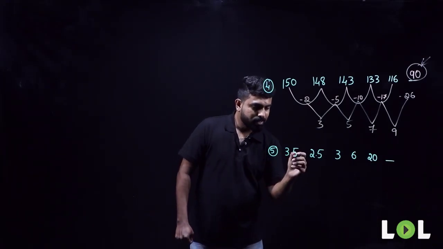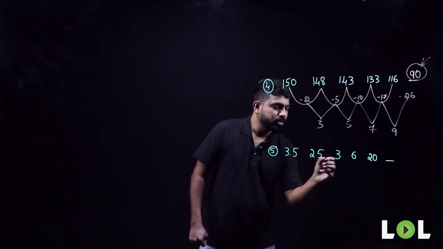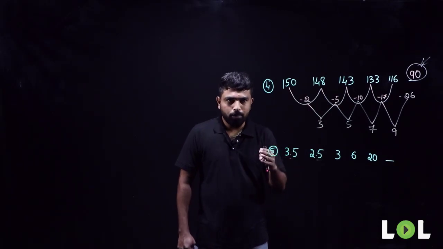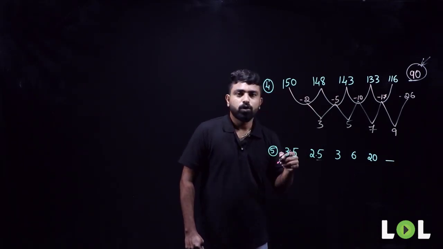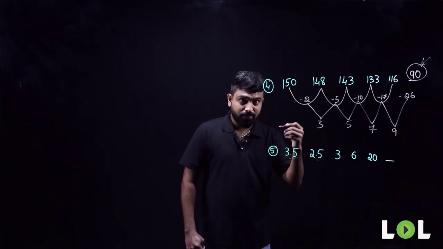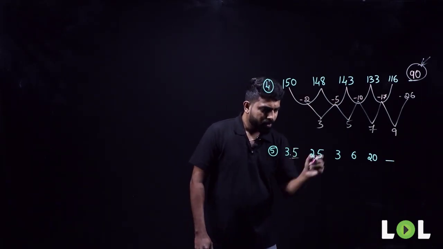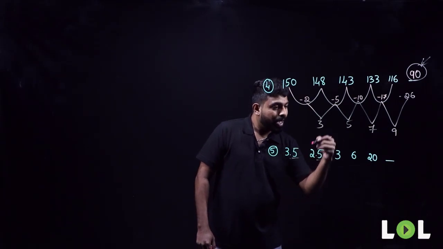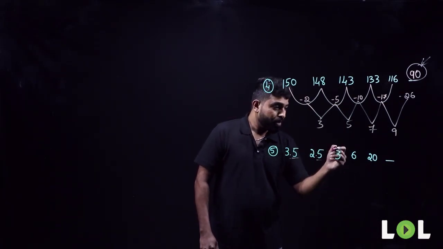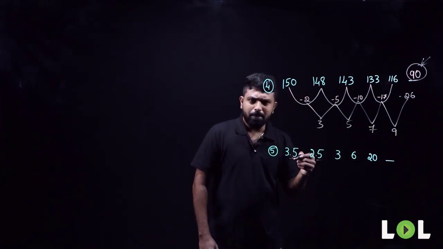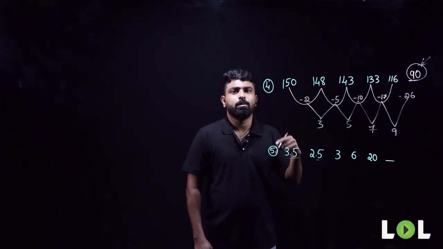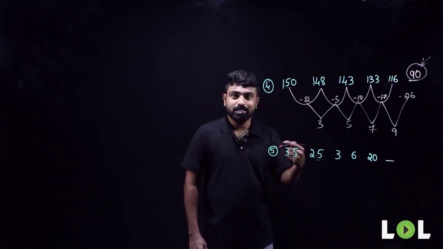The next example consists of a decimal value. As I've already told you previously, whenever there is a decimal value, you'll have to use a division sign or multiplication sign. Here, the first term is 3.5, then it's decreasing to become 2.5, and again it is increasing to become 3. Then again there is an increment. So there must not be only one logic, instead there must be two logics involved in this. So let us check for those.